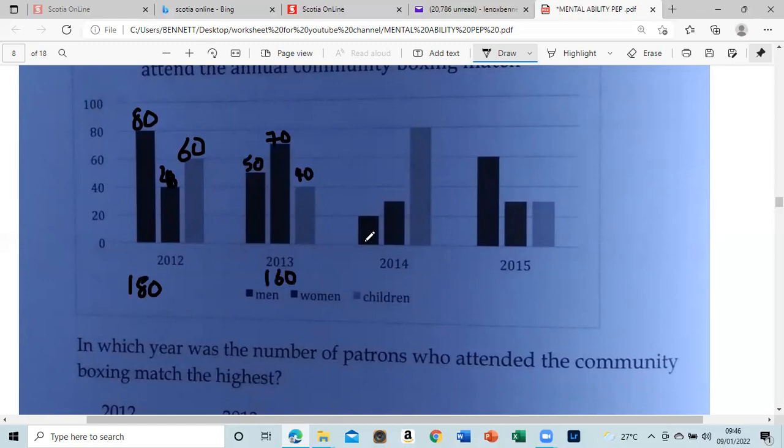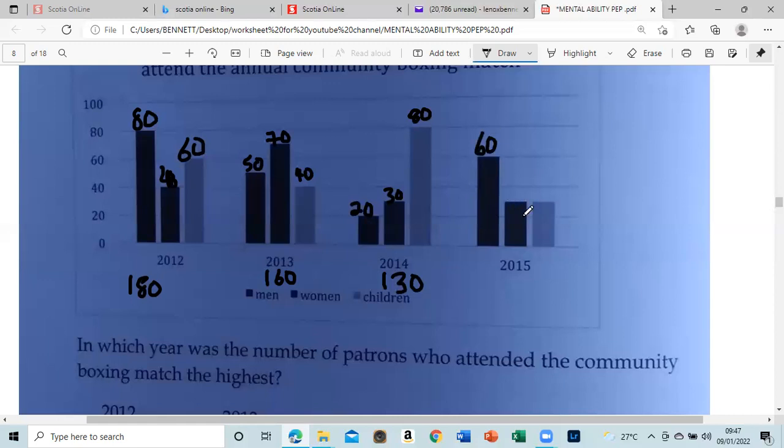In 2014, men was the lowest that attended, which is 20 men, and then we add 30 women. A lot of children went this year, 80. So let's see. It would be 80 plus 20, 30. So that's 130. But you see, every year fewer people go. And this one now we have 60.